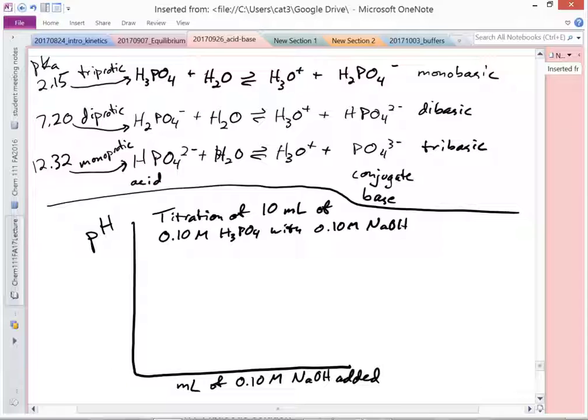Where does my pH start if I have a solution of phosphoric acid? Where? Low. Low, that's right. It's an acid, so the pH starts somewhat low. Okay, I'm running along. I'm getting buffered. Oh man, running out of buffer.